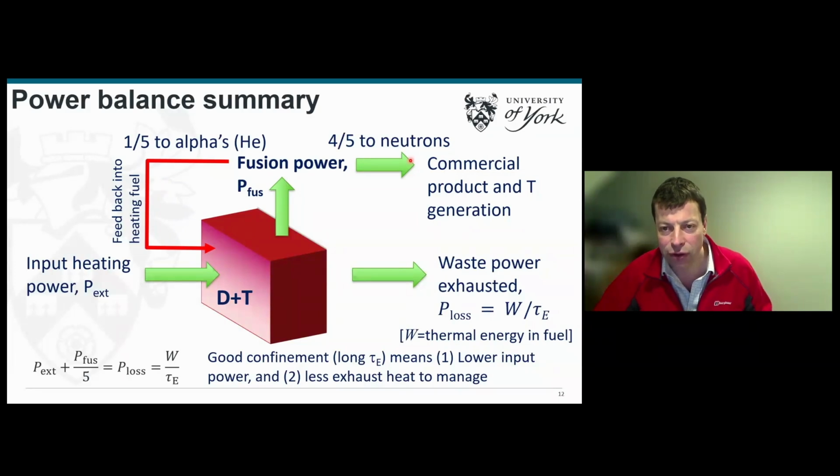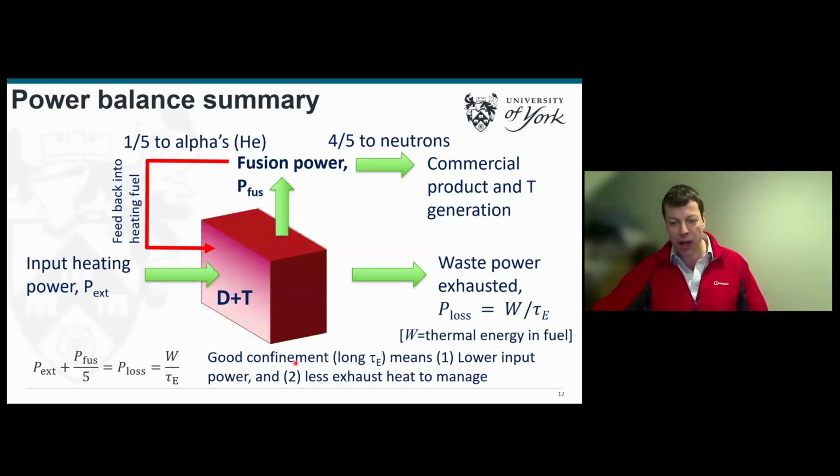Why? Well, because those of you who care about conservation of momentum will know that the alpha particle is 4 times heavier, 4 times the mass of the neutron. So by conservation of momentum, 4/5 of the energy goes to the neutrons and 1/5 goes to the alpha particle. The energy from the neutrons is the energy that we capture and turn into electricity. The energy in the charged alpha particle, we want to stick back into the fuel so that we can reduce the amount of input heating power.